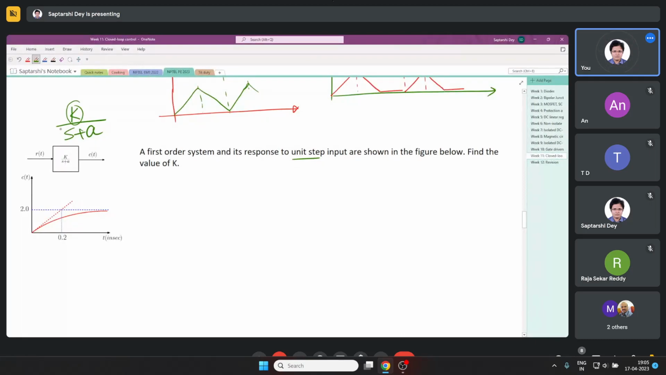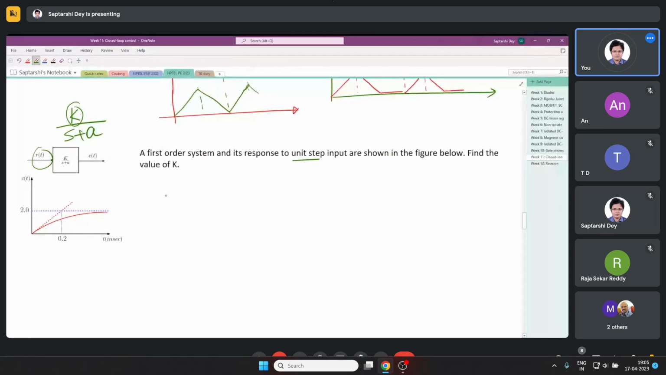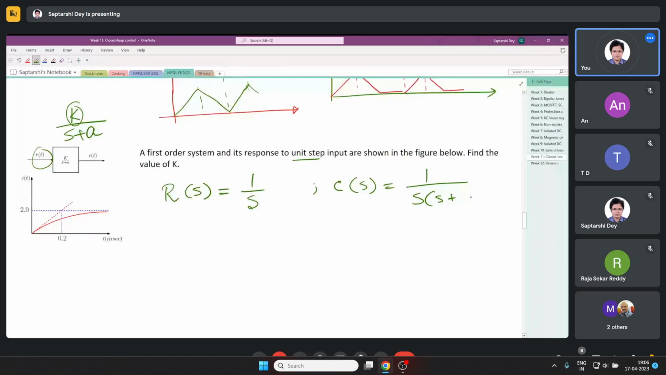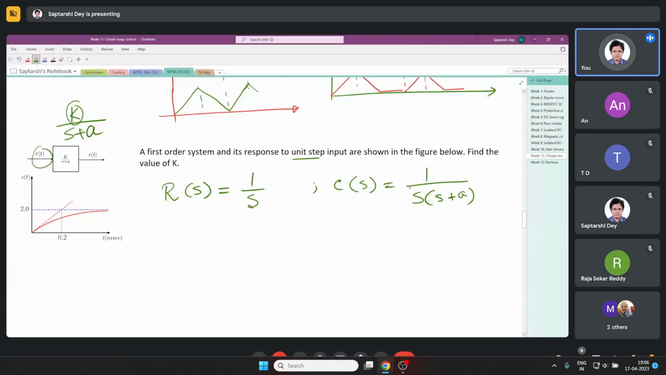Right, so they are saying that it is a step function. So the input r(t), if I write in Laplace domain, is 1 by s, the Laplace transform of a step function. So the output in Laplace domain will be 1 by s times (s plus a). Now they have asked us to find the value of k. We already know from this figure that it is approaching 2.